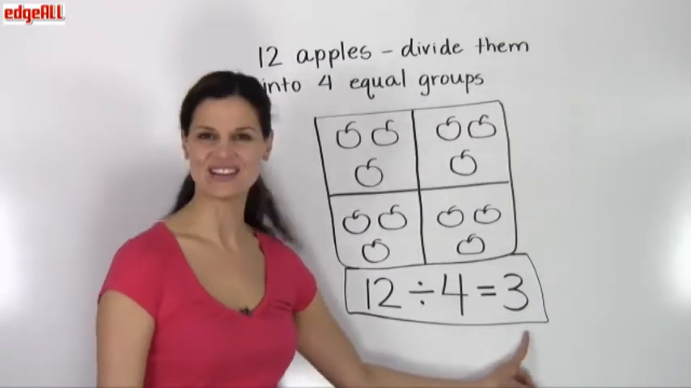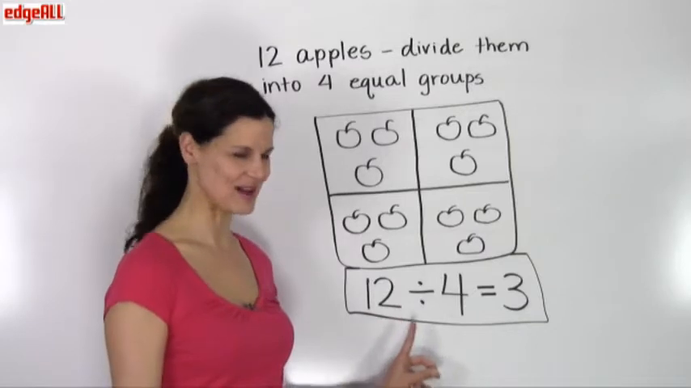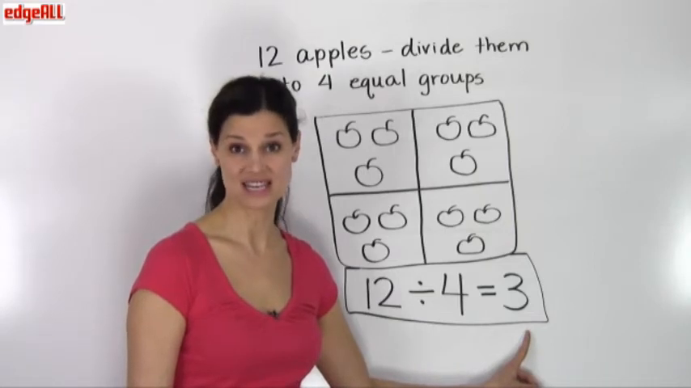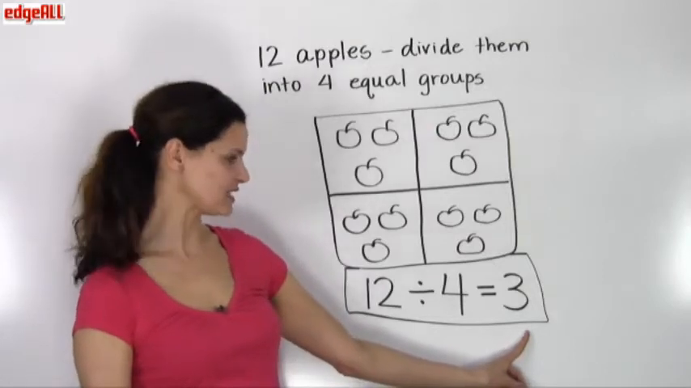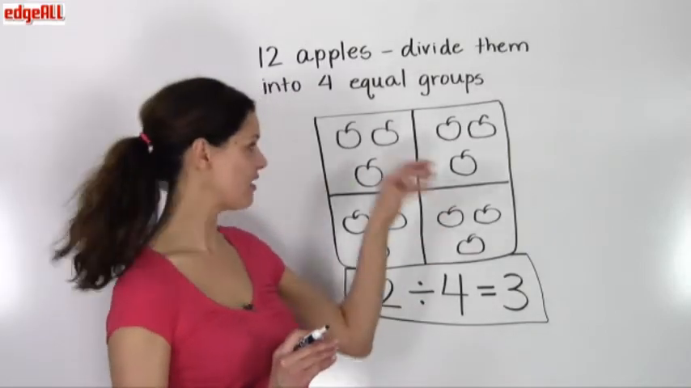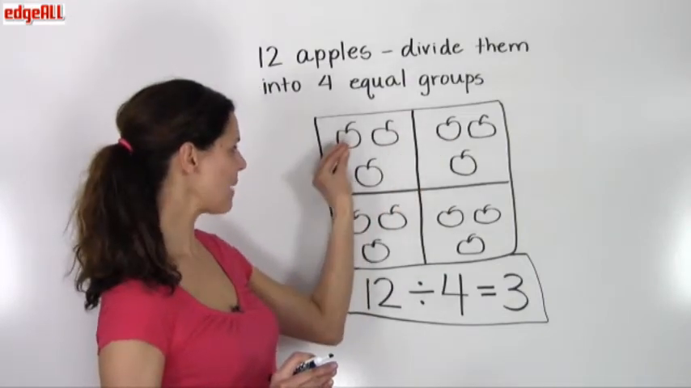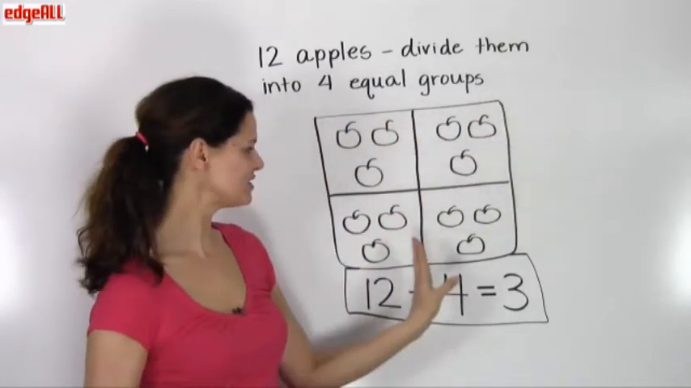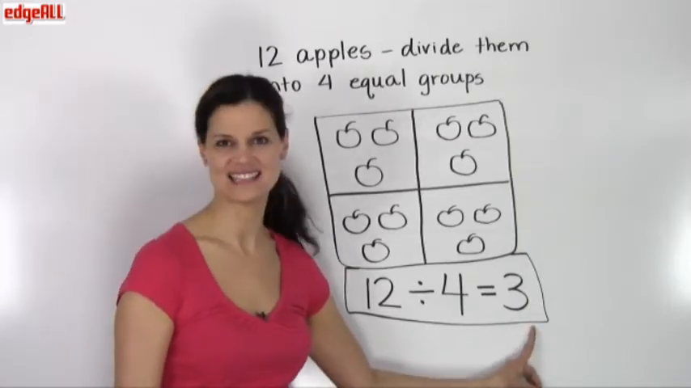And then over here, this 3, which is kind of like our answer to our division problem of 12 divided by 4, we call the quotient. That might be a new word for you, quotient. And the quotient tells you how many objects are in each of your smaller groups. So in our case, there are 3 apples in each of our 4 equal groups. So in each of our smaller groups, there are 3 apples. So our quotient is 3.